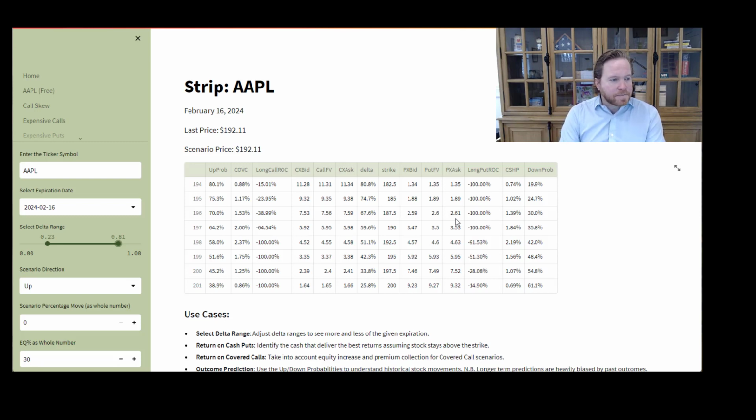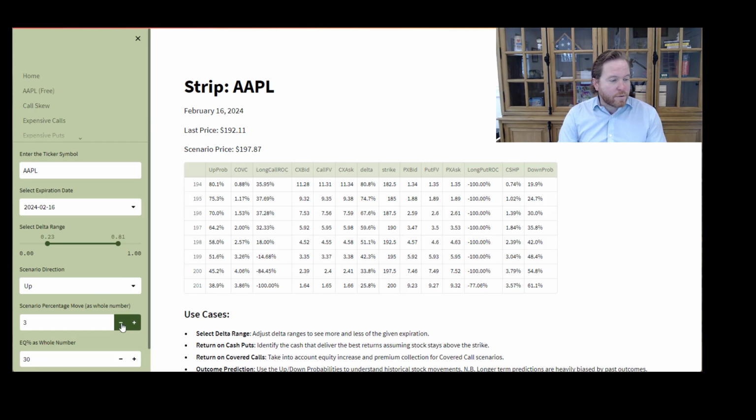So the first thing that I'll point out is that the calculations are based on the scenario price. That's another nice feature of this product, that you can adjust the scenario price. So right now, the last price that we have snapshotted at the close was $192.11 for Apple. We can adjust the scenario price. We can select the direction and then percentage moves.